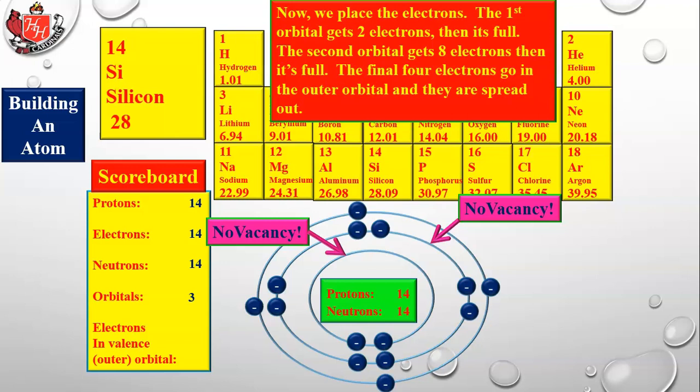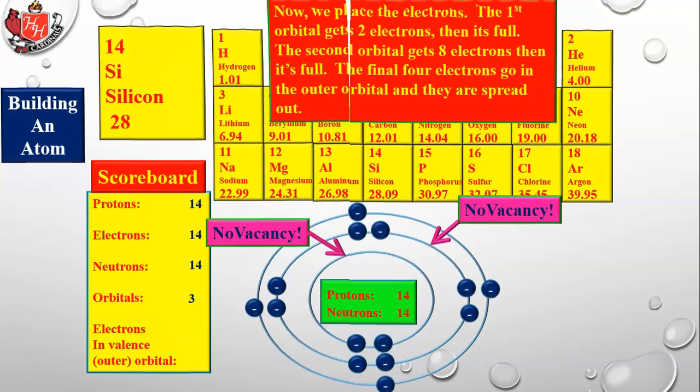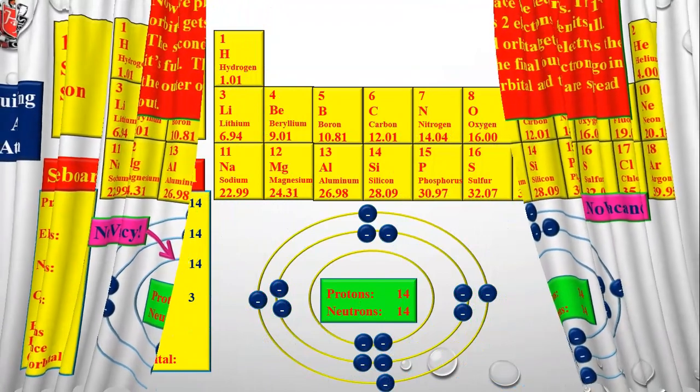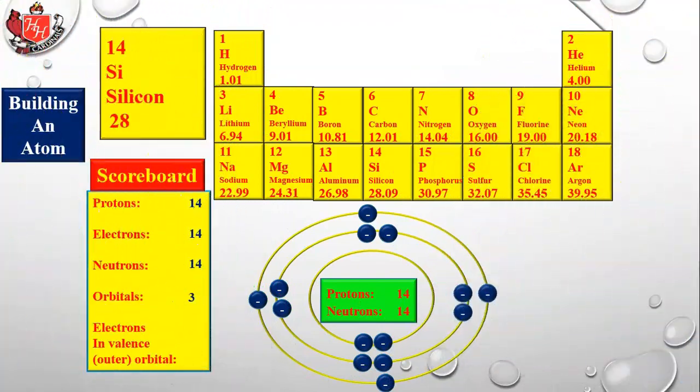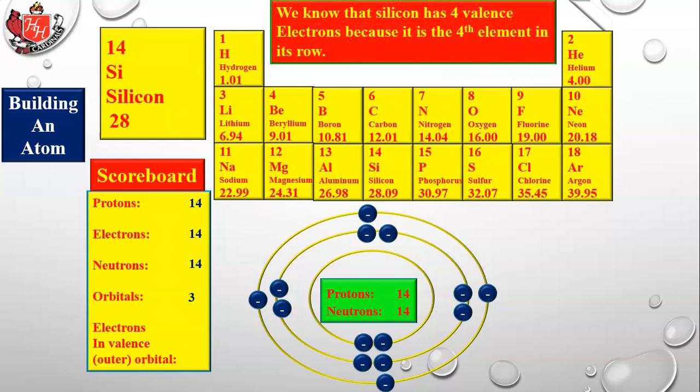So anyway, the number of electrons in the valence outer orbital is 4. We can see that. But how would we know that? If we wanted to know that and not have to draw this entire atom, how would we do that? Well, remember what we said about the groups or the columns? So we know that silicon has 4 valence electrons because it is the 4th element in its row. So if we count, we start with sodium on the left, then magnesium has 2 valence electrons, aluminum has 3 valence electrons, and now we're over to silicon, and that has 4 valence electrons.